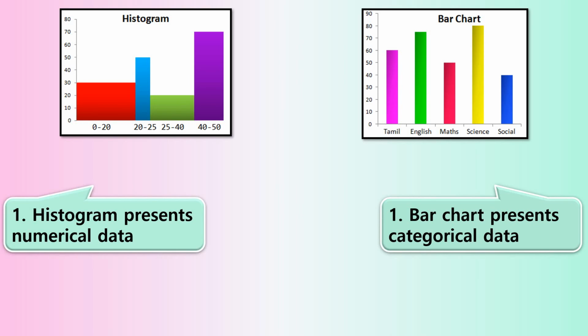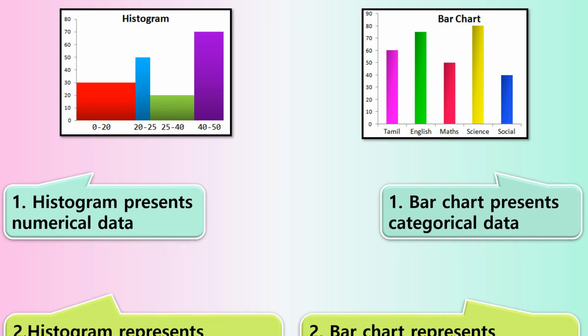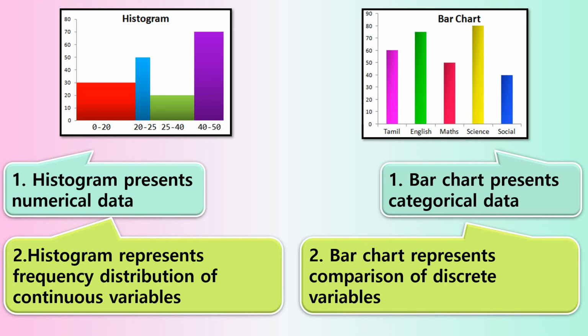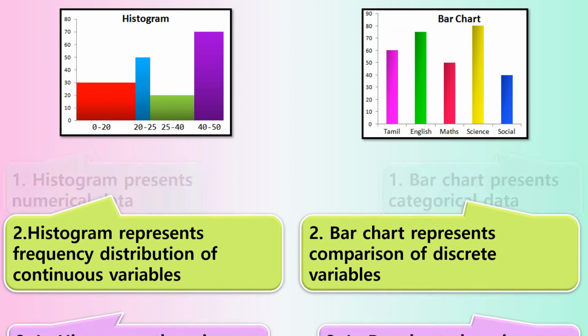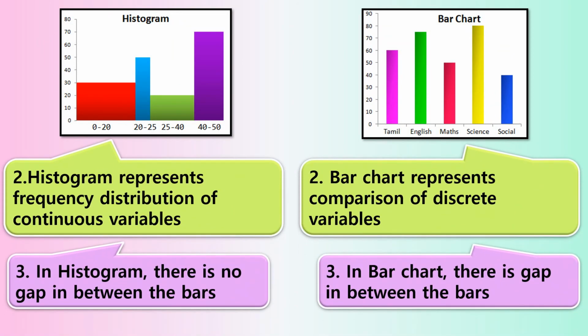Histogram represents numerical data. Bar chart represents categorical data. Histogram represents frequency distribution of continuous variables. Bar chart represents comparison of discrete variables. In histogram, there is no gap in between the bars. In bar chart, there is a gap in between the bars.